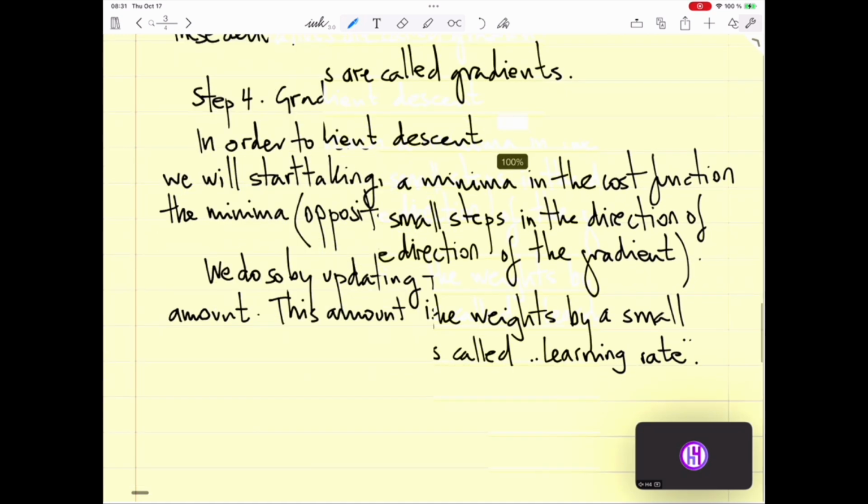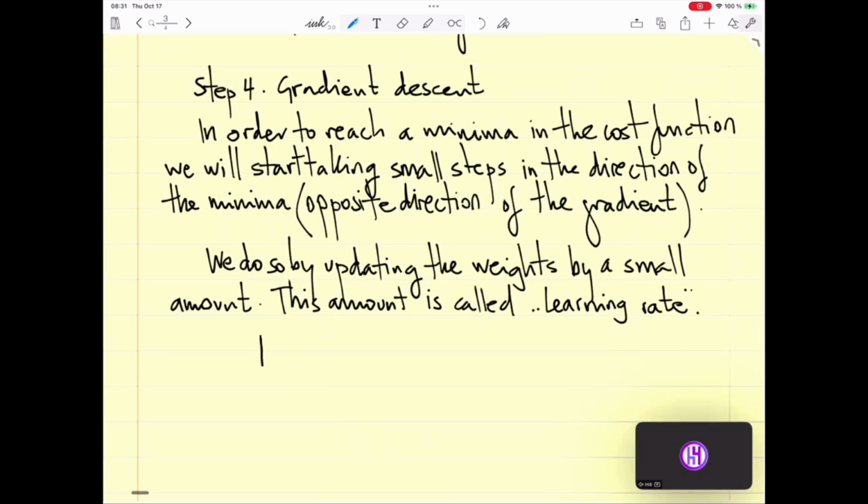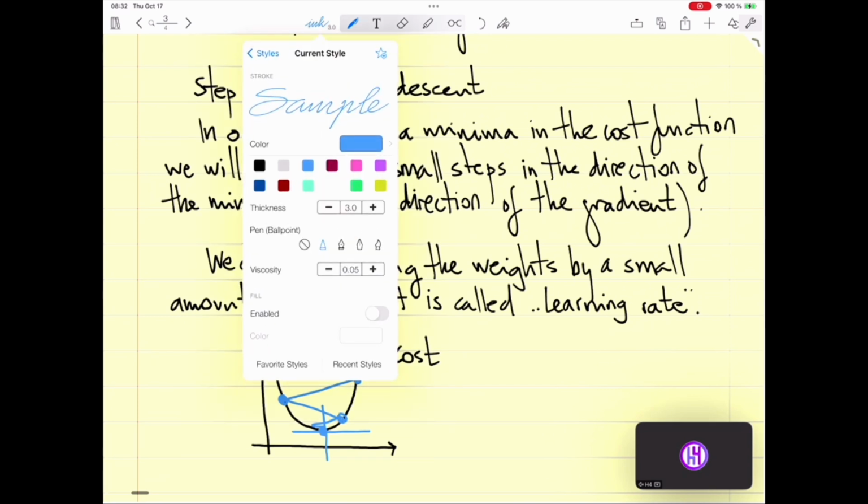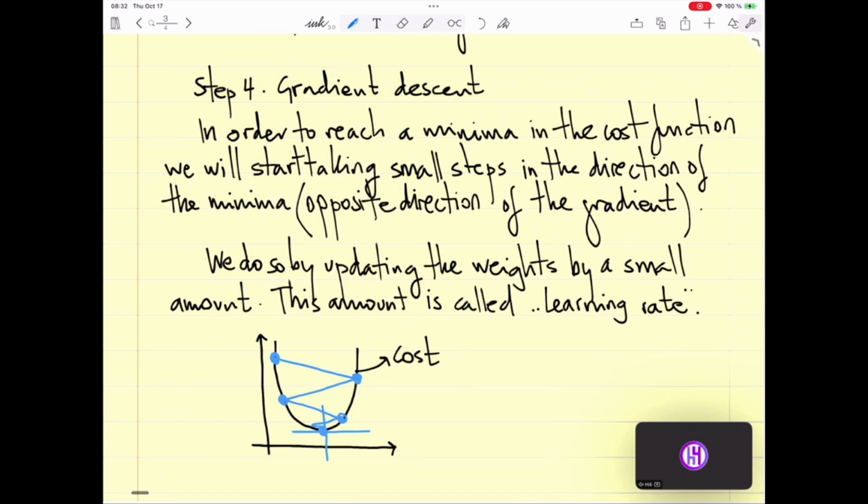Okay, so if the cost function is something like this, of course this is multidimensional, I'm just going to paint it in one dimension. If the cost function is like this, what we do is we update the weights. We are somewhere here in the beginning with the initialization, then we update the weights, and then maybe we move there, then we move there, and at some point we reach the minima. Okay, so any questions on step 4?